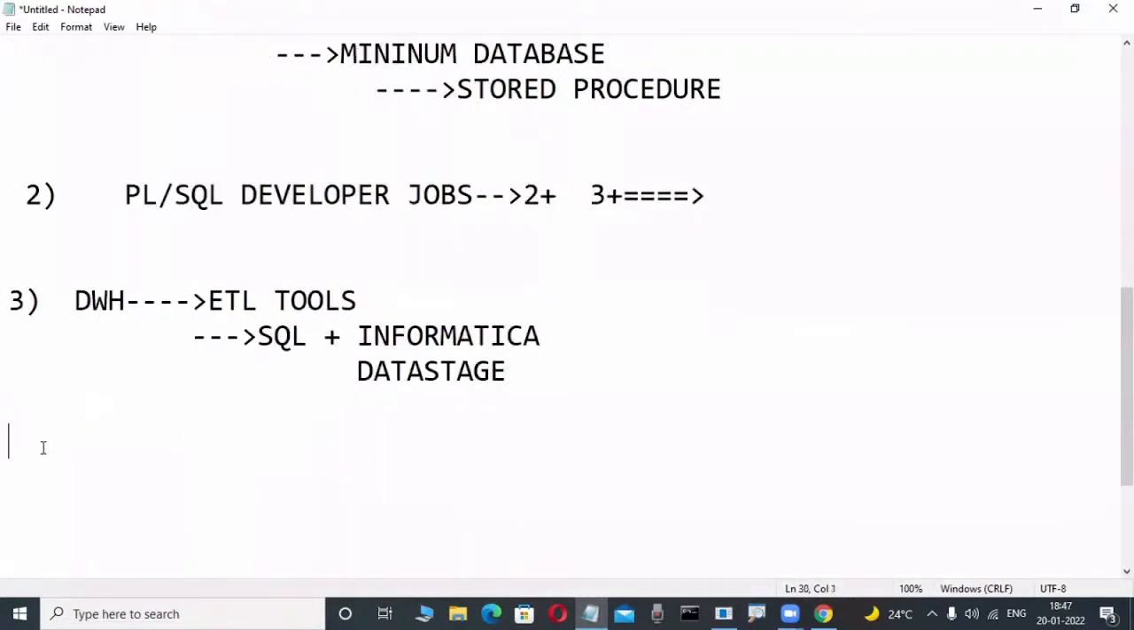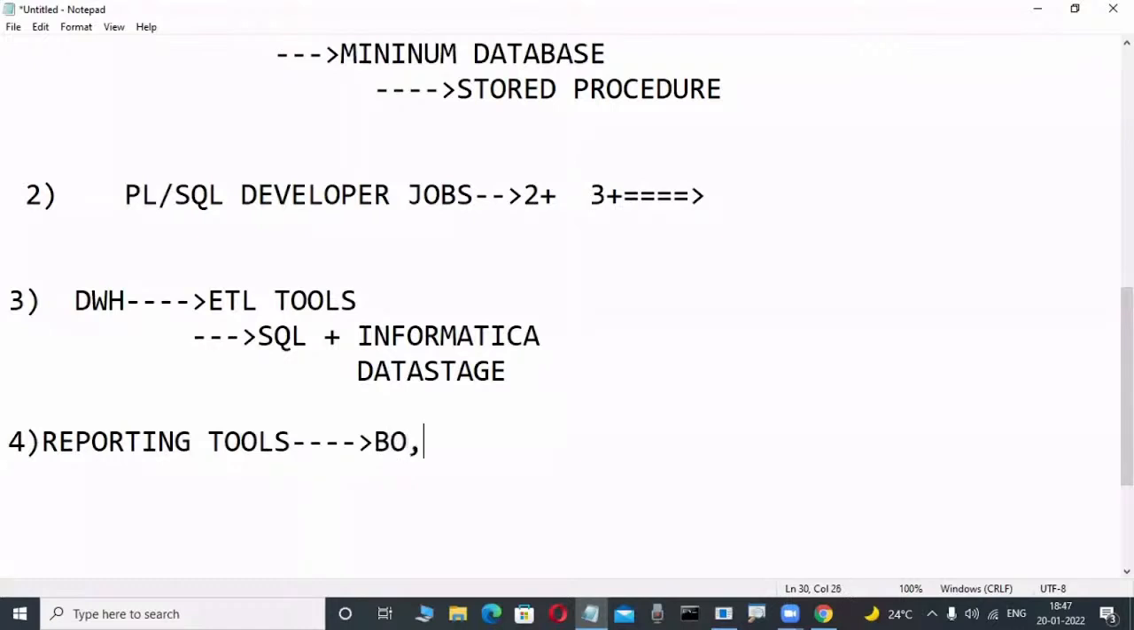Again, yes, business analysts are there. That is a reporting programmer. They learn reporting tools only, and they get jobs the easy way. So many reporting tools are there worldwide. Suppose in Oracle-related, BOS, OBI.